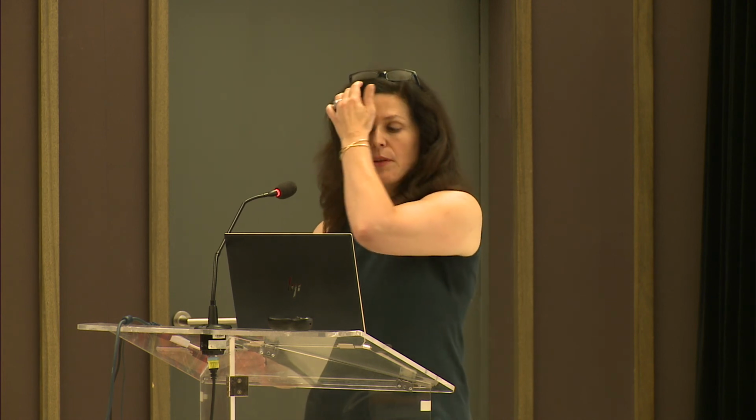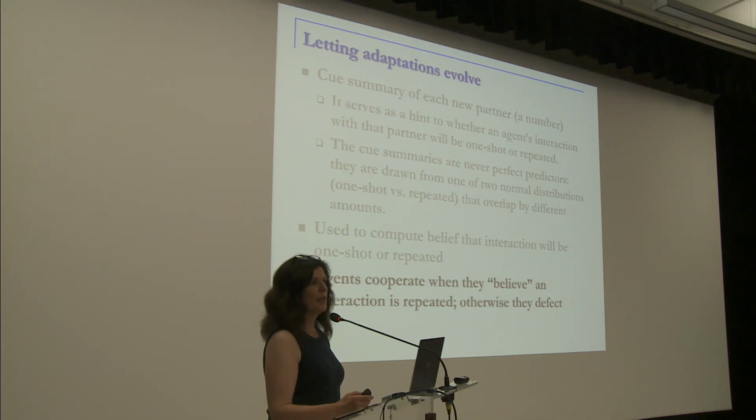So the Q summary for a new partner is just a number. It serves as a hint to whether the agent's interaction with that partner is going to be one-shot or repeated. They're never perfect predictors. They're drawn from one of two normal distributions, associated with one-shot versus repeated interactions, and those distributions overlap by different amounts, sometimes quite a lot. And they're used to compute the belief that the interaction will be one-shot or repeated. Agents cooperate when they believe an interaction is repeated, otherwise they defect.